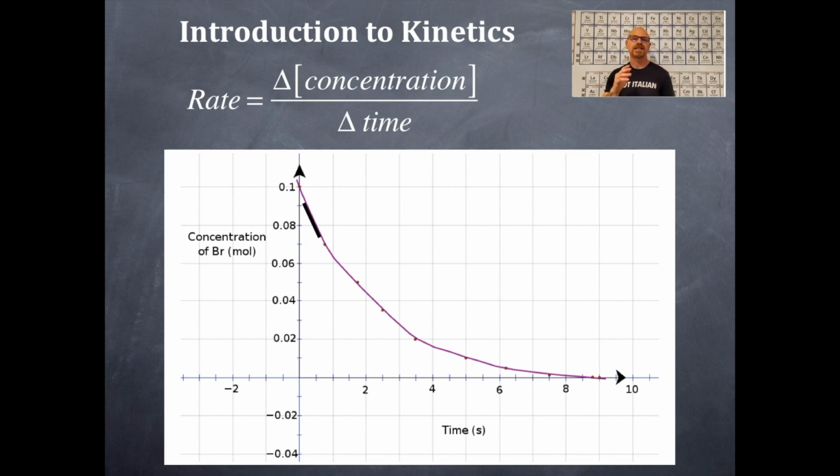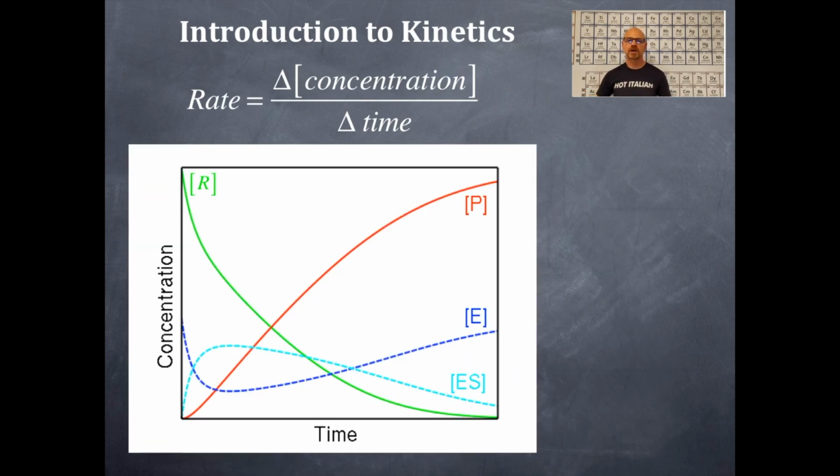Let's take a look at another time point a little bit further down. We should see that this slope is not nearly as steep, and therefore the reaction is starting to slow down. We'll look at another time frame, and this slope is even less steep than the previous one. So over time, the reaction is going slower and slower and slower. I want you to think about why that might be.